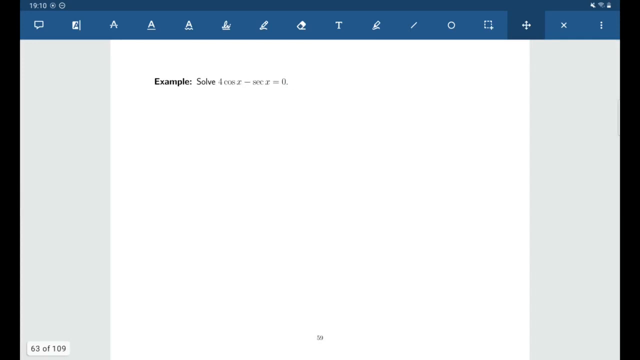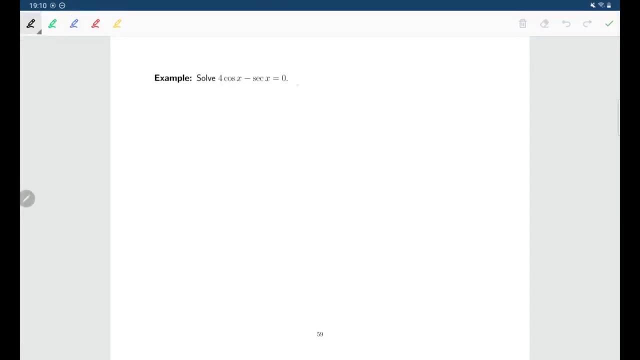All right, one last one, and notice for this one there's no interval of solution given, which means we're going to be looking for all possible solutions. I'm going to start off with thinking about this one here. I've got cosine and a secant, and I know that secant is the reciprocal of cosine, so I could say that this is 4 cosine x minus 1 over cosine equal to 0. And if you were to multiply everybody by cosine of x, you'd have 4 cosine squared x minus 1 equals 0.